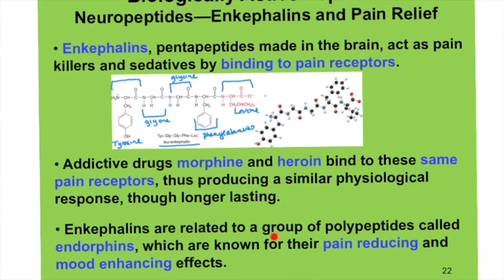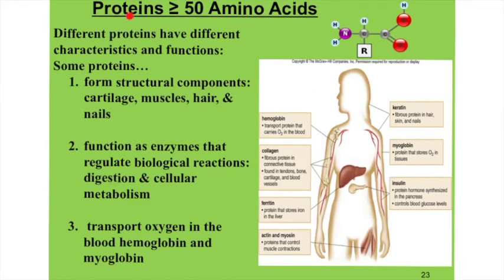So enkephalins are related to a group of polypeptides called endorphins, which are known to reduce pain, and they're supposed to enhance your mood. Endorphins are what you generate when you exercise a lot. Okay, so anything that has more than 40 to 50 amino acids can be considered a protein. Everything below that is a peptide.